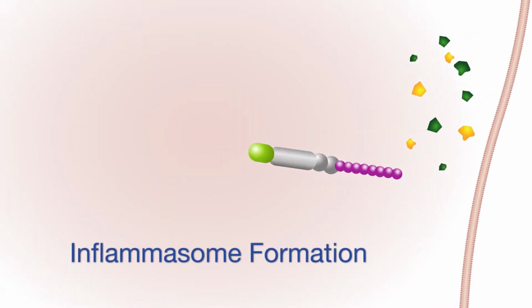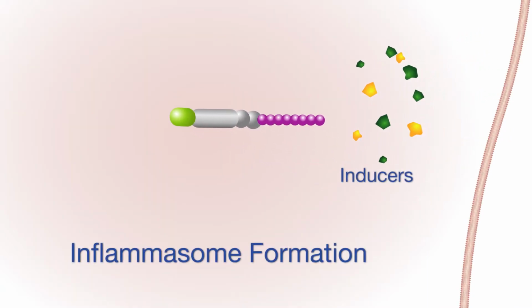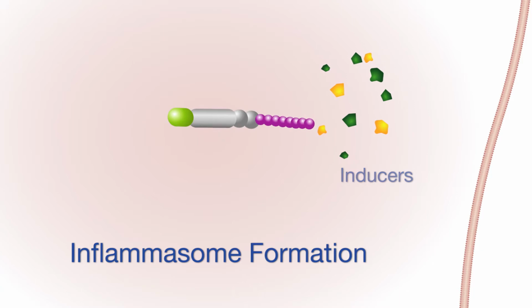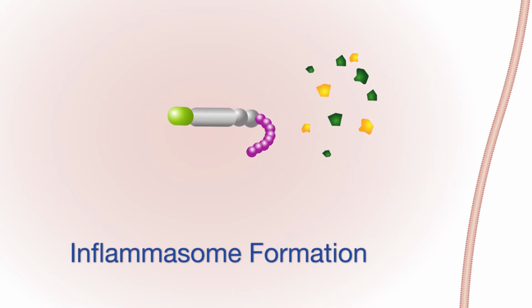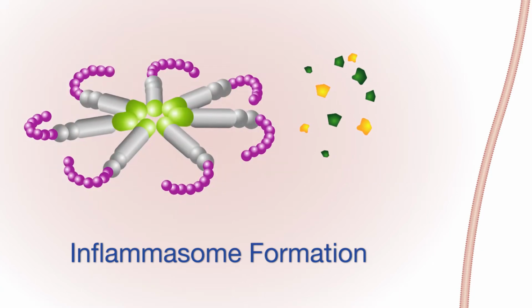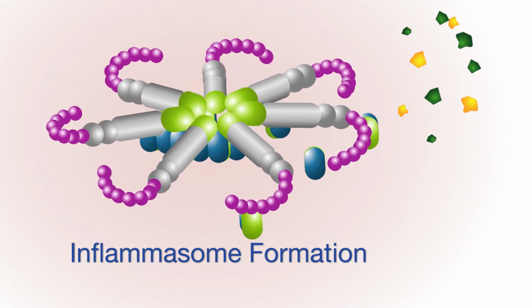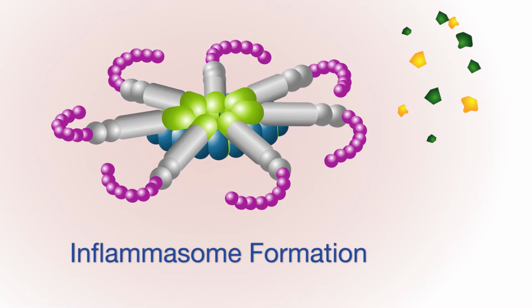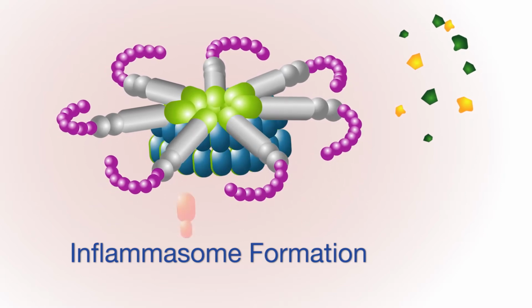In the presence of relevant pathogens or other inducers, the sensor molecule is stimulated, triggering a conformational change and oligomerization to form a wheel-shaped signaling hub. This hub recruits ASC, which also begins to oligomerize, and recruit procaspase-1.